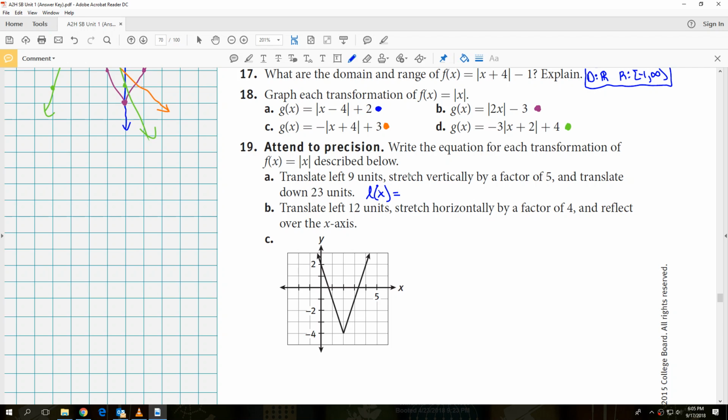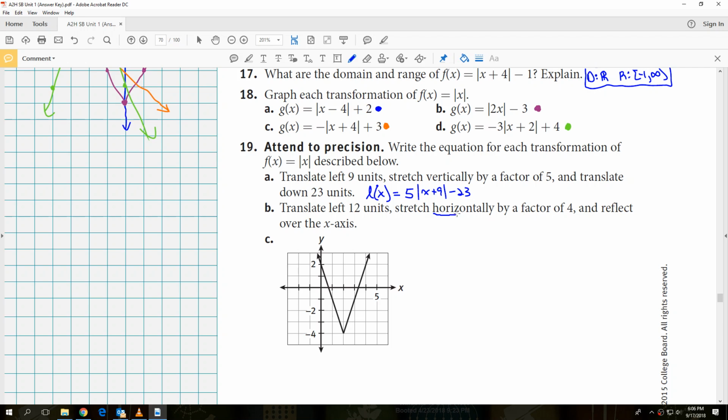But anyway, L of x, we'll say, is equal to, we are stretching vertically by 5 times the absolute value of x. We're going left 9, so plus 9. Remember, it's always the opposite. And we're going down, horizontal is opposite, I should say. We're going down 23, which is the same, so minus 23. Okay. Next up here, we're going left 12, stretch horizontally by a factor of 4.